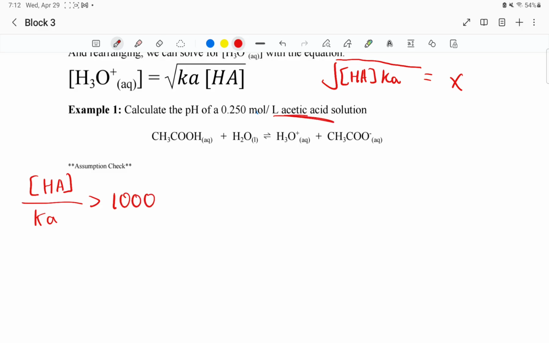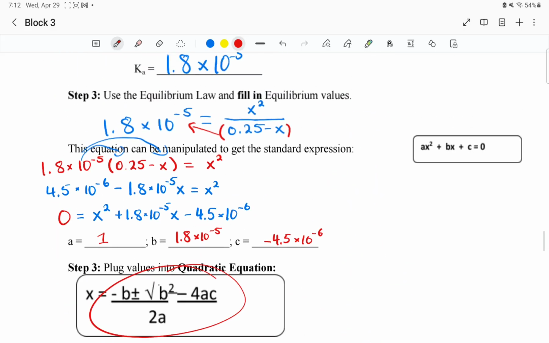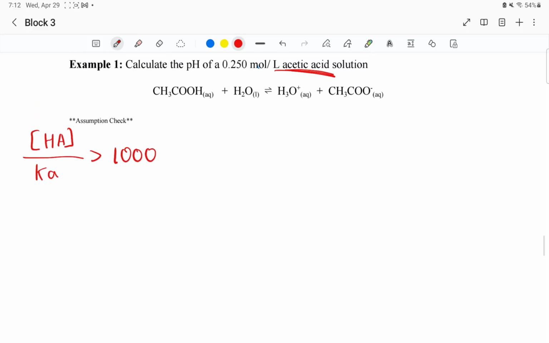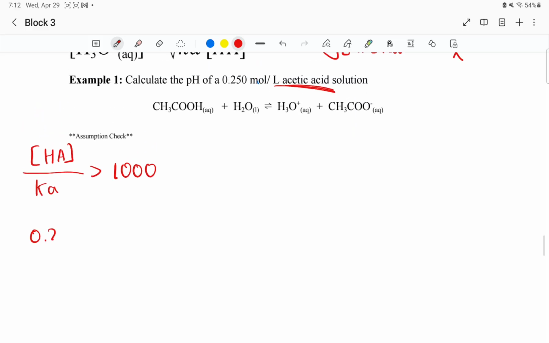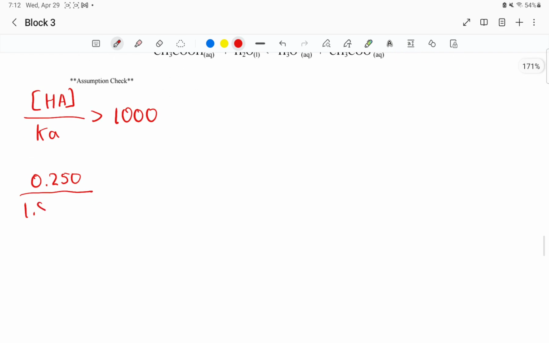The assumption check is we want to make sure that when we take our HA and divide it by our Ka, it should be greater than 1,000. The Ka for acetic acid from above, we said, was 1.8 times 10 to the negative 5. So we have 0.250 divided by 1.8 times 10 to the negative 5. When putting it into your calculator, make sure you put brackets.